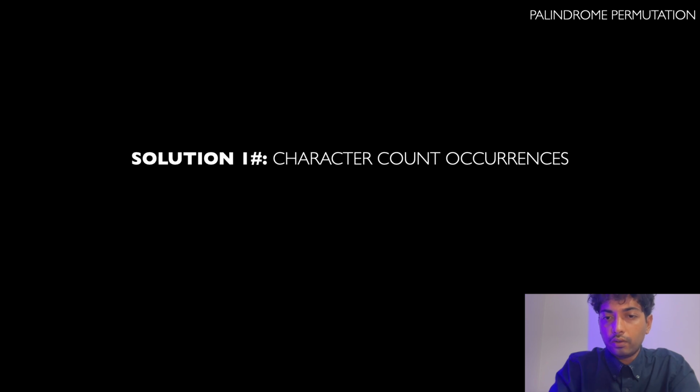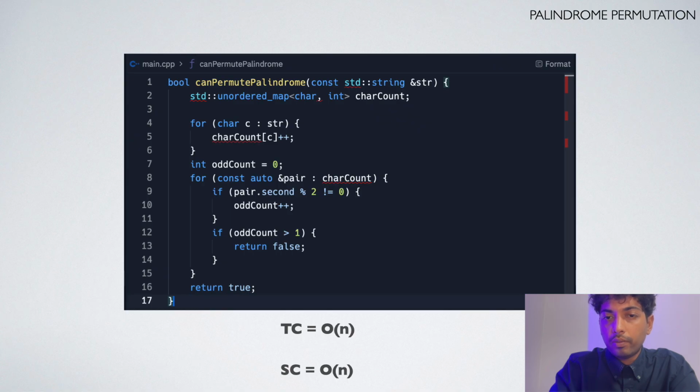Check character counts. Solution 1 is to check character occurrences. In the first solution, we'll count the occurrence of each character in the string. For a string to be rearranged into a palindrome, at most one character can have an odd count. This is because in a palindrome, characters need to appear in pairs, with possibly one character allowed to appear an odd number of times, which is for the center of the palindrome. Here's how you can implement this algorithm in C.